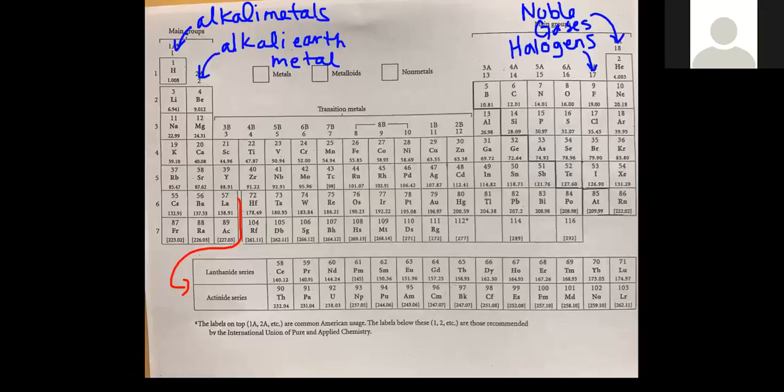So I might say on the test, what group is, or give me an example of an alkali earth metal, and you would have to say one of these.